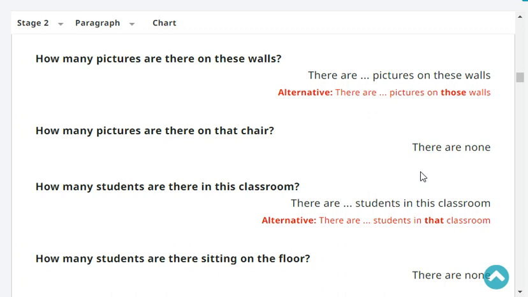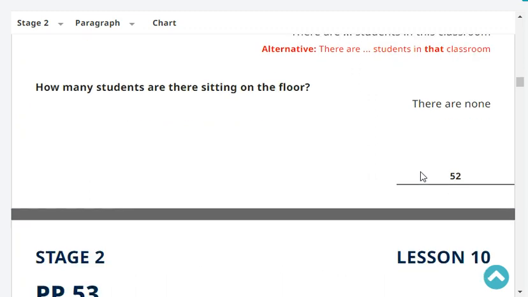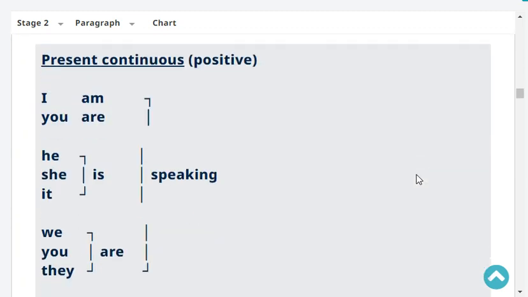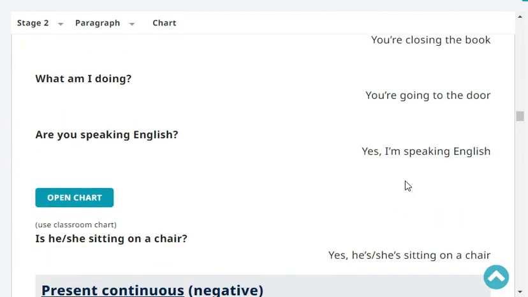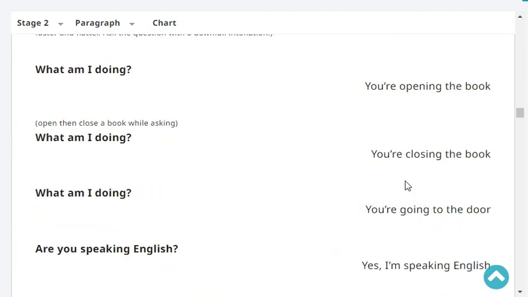How many students are there in this classroom? There is one student in this classroom. Well, how many students are sitting on the floor? There are none. Very good. Okay, so let's practice present continuous, positive. Okay, here we go.